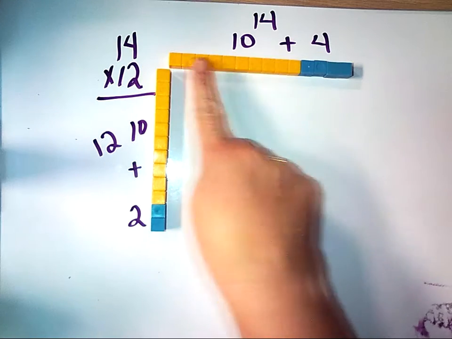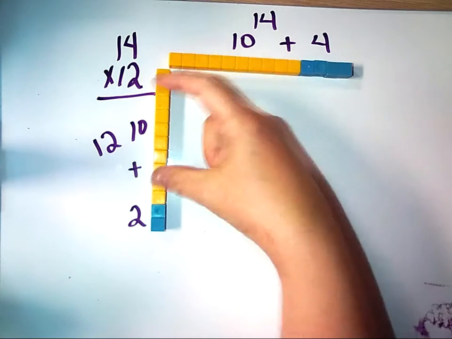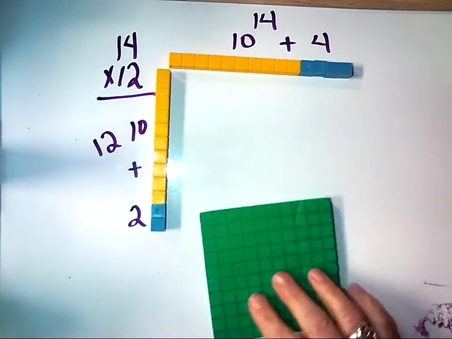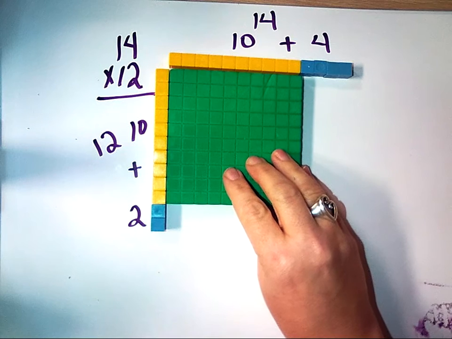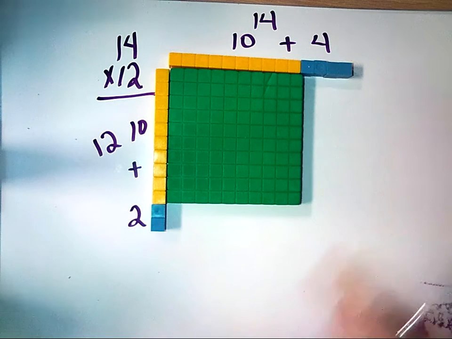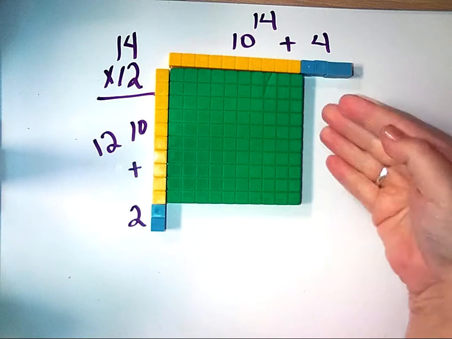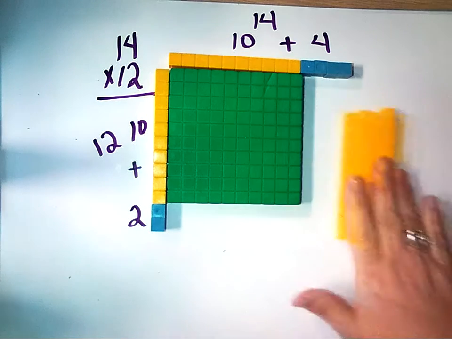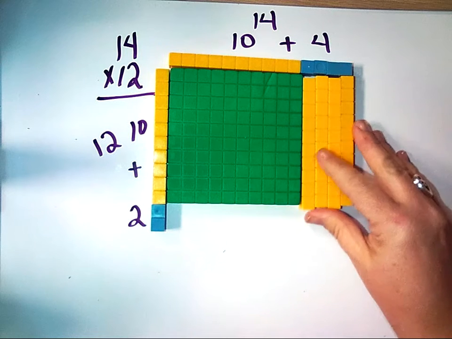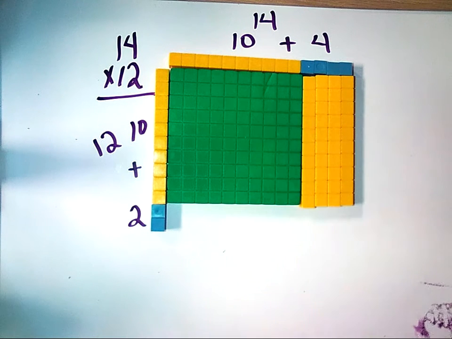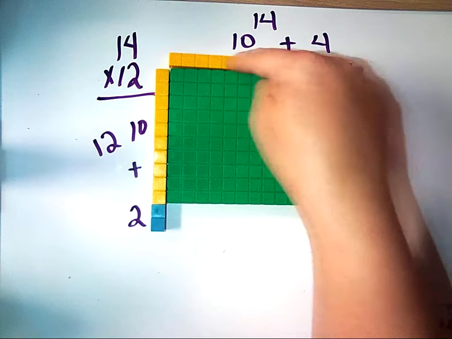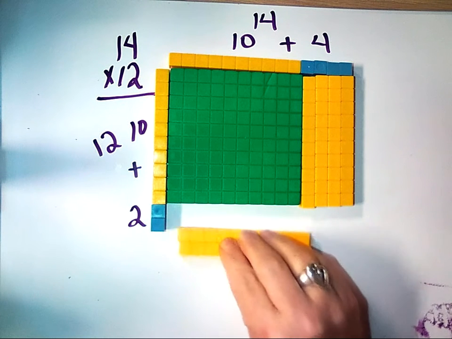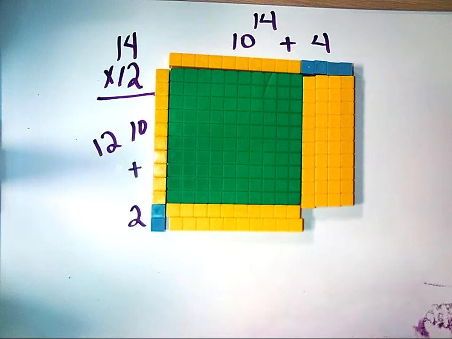But so we'll start here with this 10 times this 10. Well, 10 times 10 is 100. So I'm going to slide in that 100 there. Then here we have 4 times 10. 4 times 10 is 40. So we'll slide in those 4 tens for 40. Then here we've got 10 times 2, which is 20. 10 times 2 is 20. Slide those in that way.